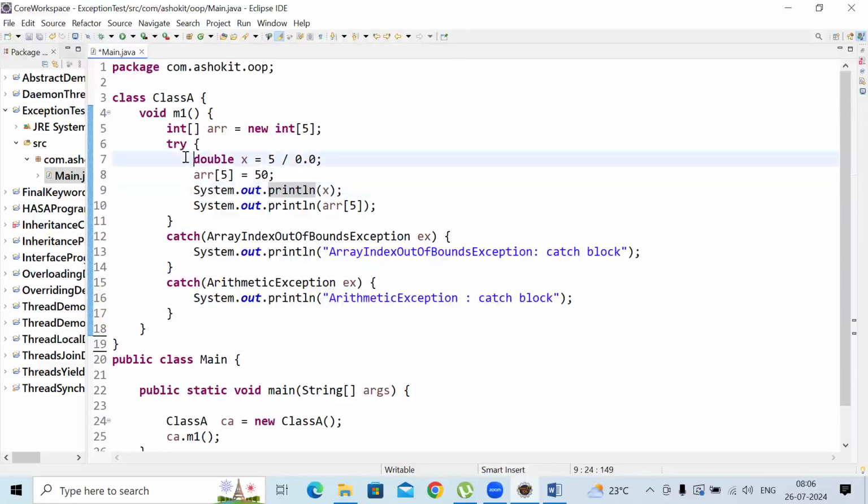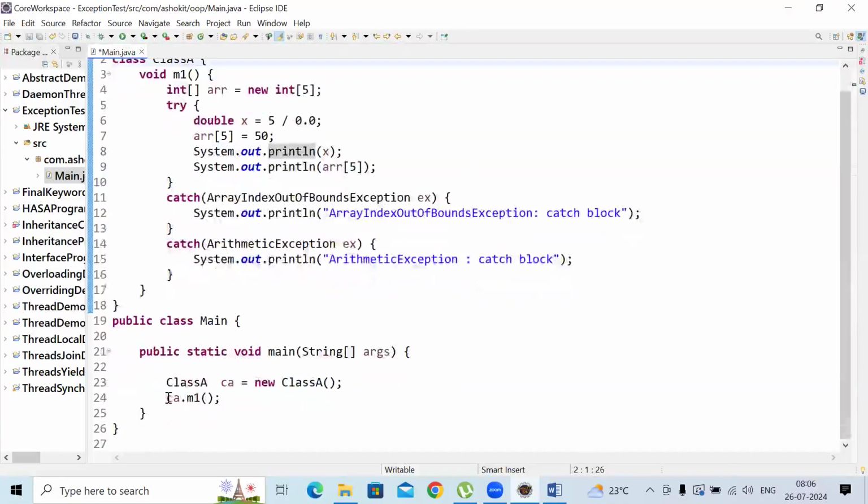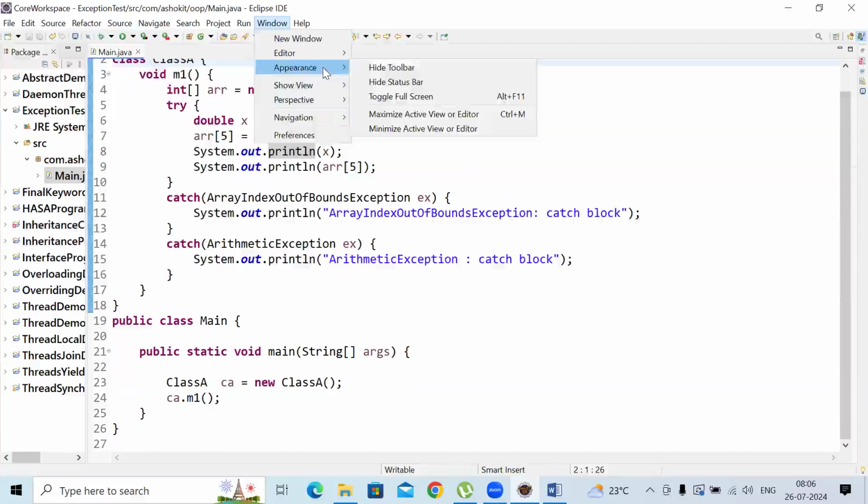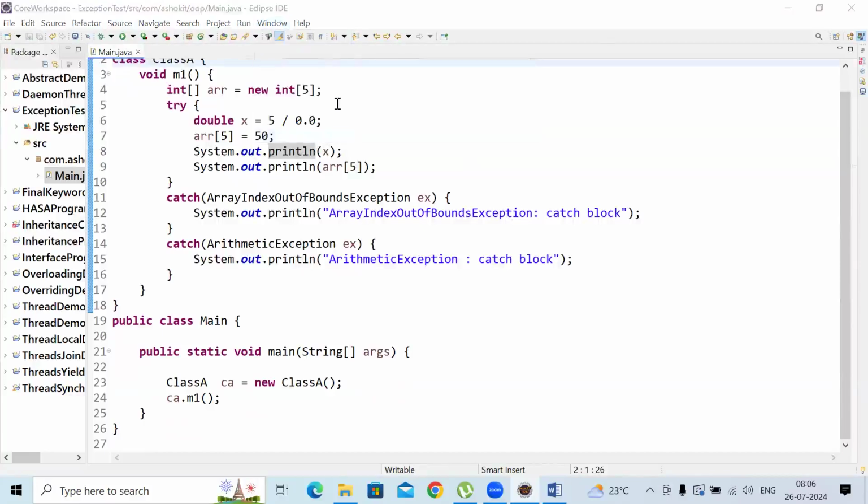Sir, can we write multiple try blocks? Multiple try blocks is called a nested try block. That will come next. Don't worry, but first think about what we discussed. This way we are just understanding the concept. That's it. Just a minute.